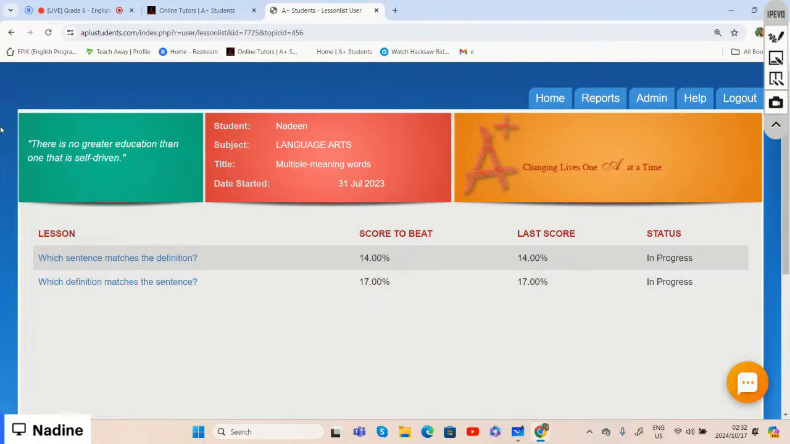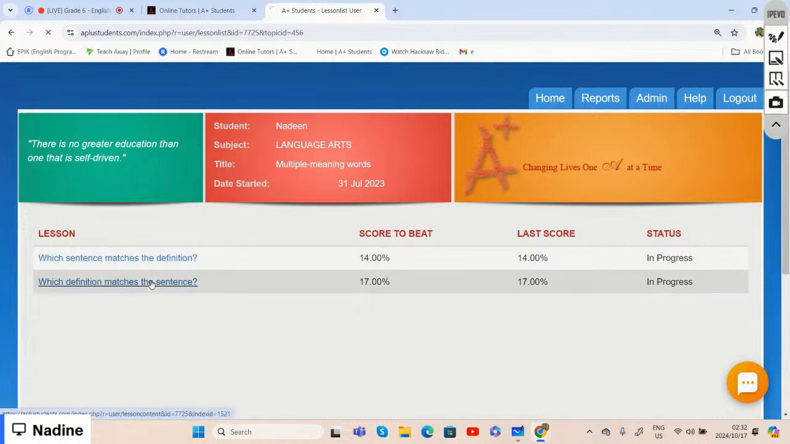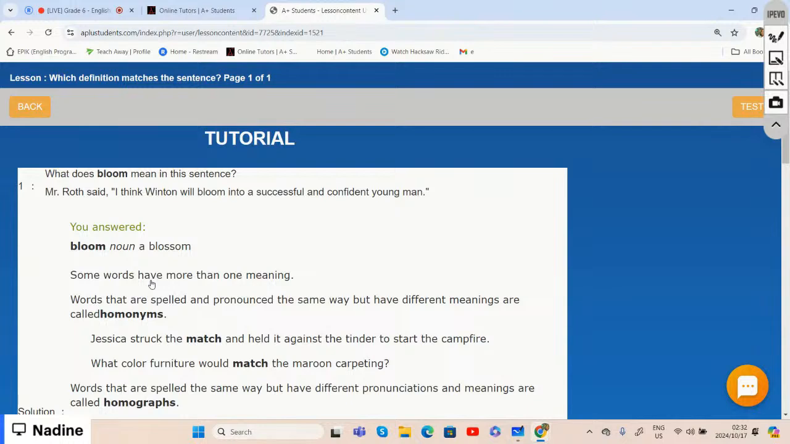All right, so now we're going to say which definition matches the sentence. The sentence had to match the definition. And remember, we see that we can have one word with different definitions, and we're going to say which one matches the sentence.